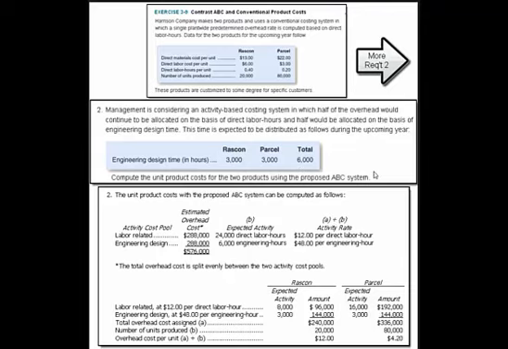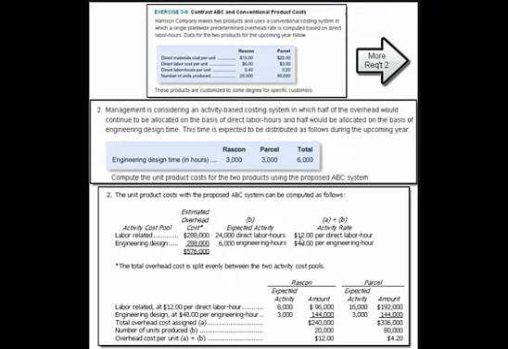So now we have to compute the unit product cost if we use the proposed ABC system, and the solution appears down below. So what do we have? Well, we've got activity cost pools of labor-related and engineering design, and since it's going to be split 50-50, we know $288,000 is for labor, $288,000 is for engineering, right? We already knew it was $576,000. So the expected activity is 24,000 direct labor hours for labor and 6,000 for engineering.